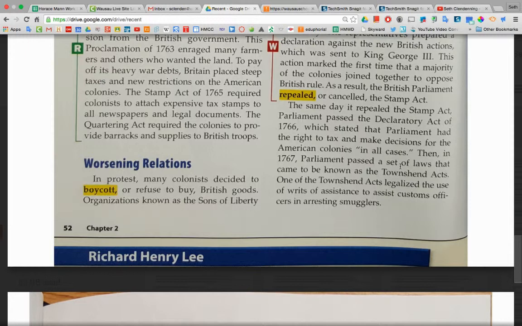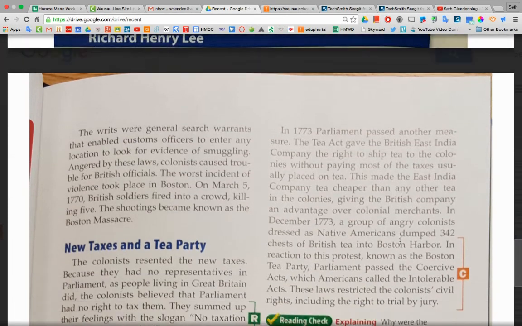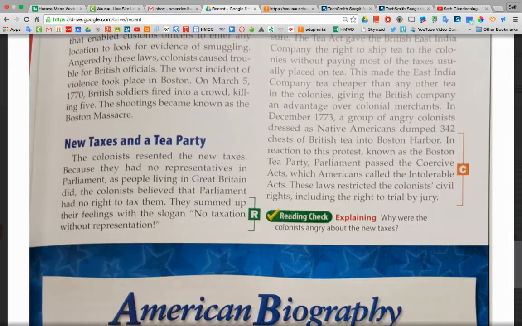Then, in 1767, Parliament passed a set of laws that came to be known as the Townshend Acts. One of the Townshend Acts legalized the use of writs of assistance to assist customs officers in arresting smugglers. The writs were general search warrants that enabled customs officers to enter any location to look for evidence of smuggling. Angered by these laws, colonists caused trouble for British officials. The worst incident of violence took place in Boston. On March 5, 1770, British soldiers fired into a crowd, killing 5. The shootings became known as the Boston Massacre.